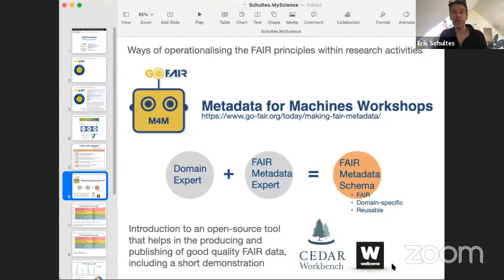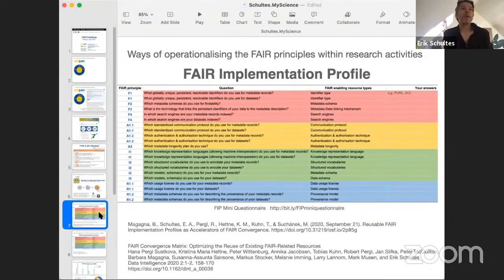And we're now working closely with the Wellcome Trust to scale metadata for machine workshops in the context of some Wellcome Trust projects. This is for the Fairware projects that Wellcome Trust initiated last year. But then again, we realize that our metadata is only a part of the FAIR picture. There are still other things.